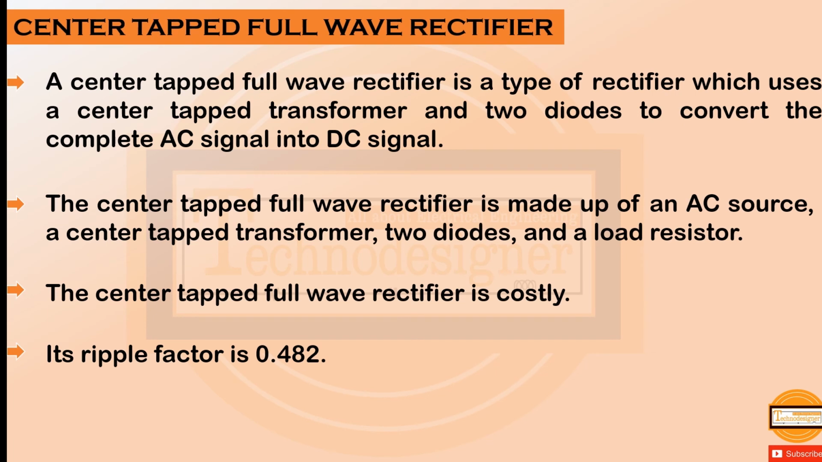Center tapped full-wave rectifier. A center tapped full-wave rectifier is a type of rectifier which uses a center tap transformer and two diodes to convert the complete AC signal into a DC signal. It is made up of an AC source, a center tap transformer, two diodes, and a load resistor. The center tapped full-wave rectifier is costly. Its ripple factor is 0.482.